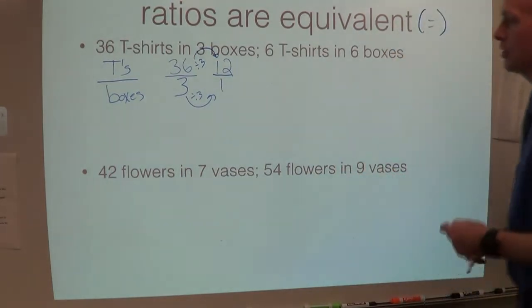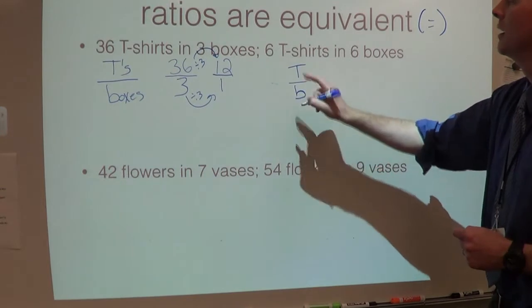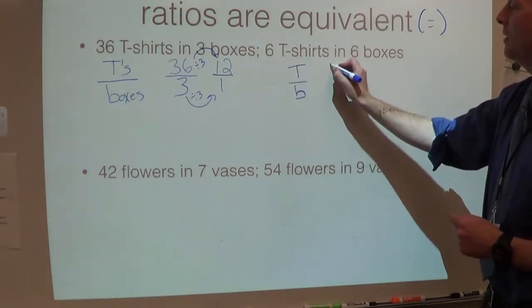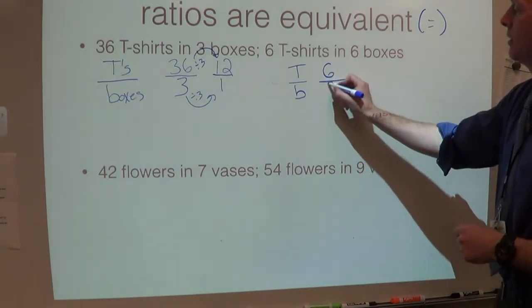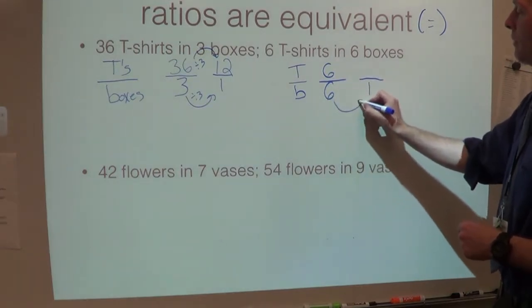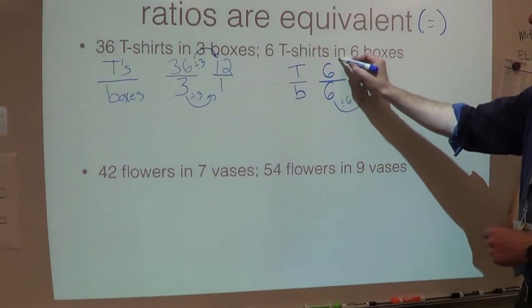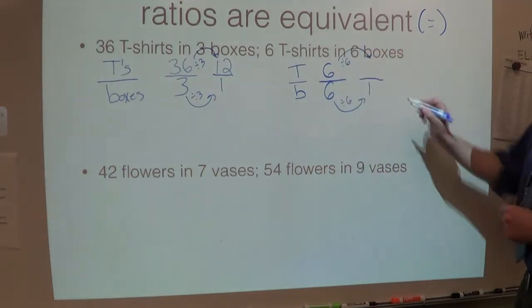Let's see for the second ratio. We're going to do t's over boxes. And I have 6 t-shirts in 6 boxes. So my t's is 6. My boxes is 6. We want this over 1. So how do I get from 6 to 1? Divide by 6. And what do I do to the top? I divide by 6 as well. 6 divided by 6 is 1.